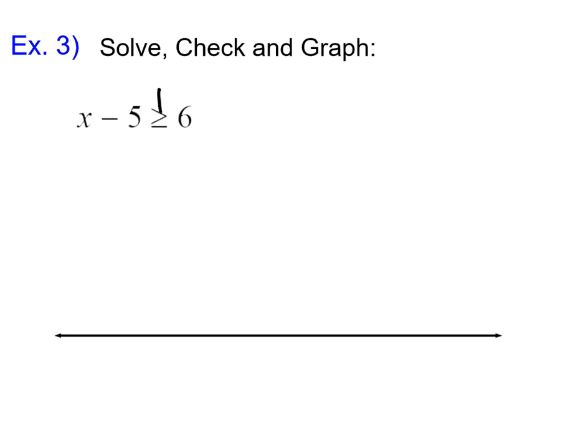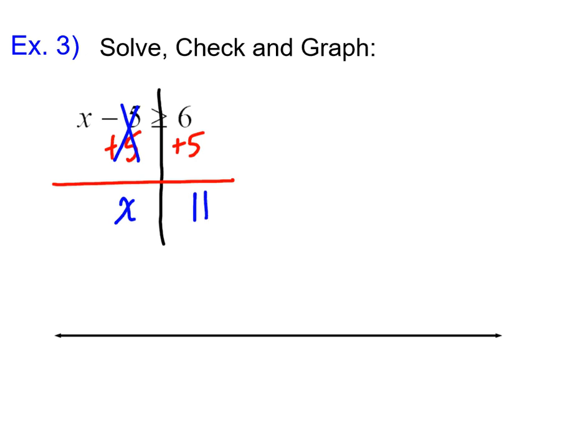Okay, we're going to take a look at it again. We're going to split our sides. We have x minus 5 is greater than or equal to 6. So using inverse operations, we're going to add 5 to both sides. What that does for us is gives us a 0 pair. We're left with x. 6 plus 5 is 11. We're adding and subtracting, so we're just going to bring the sign down.